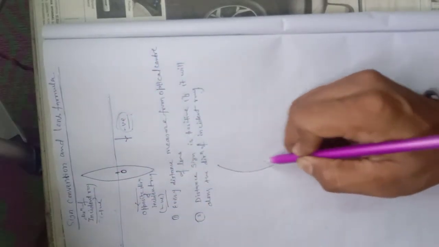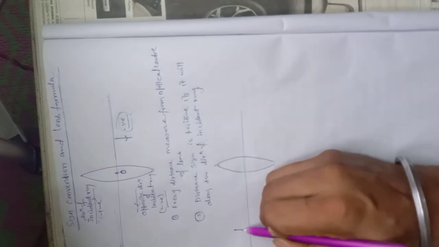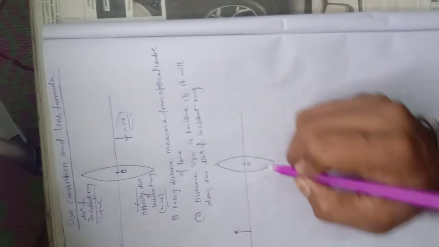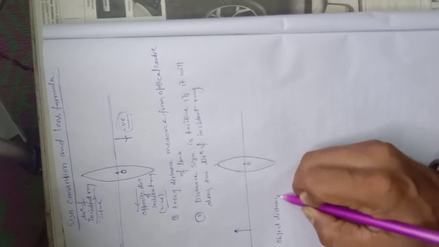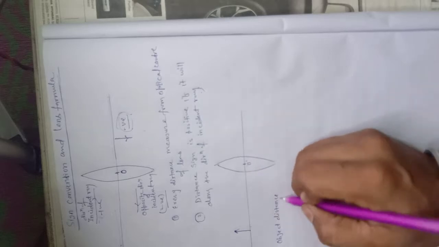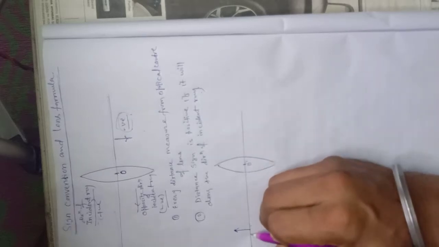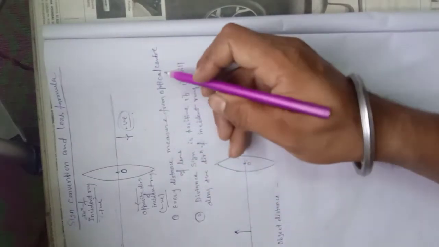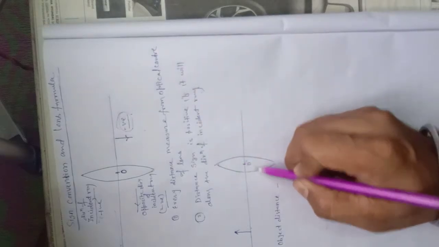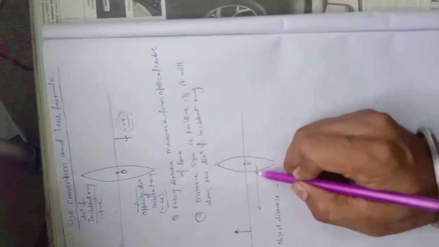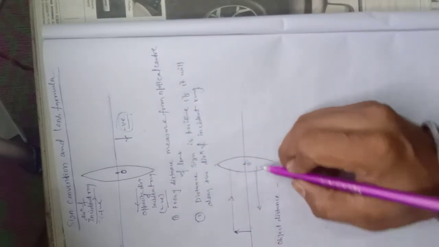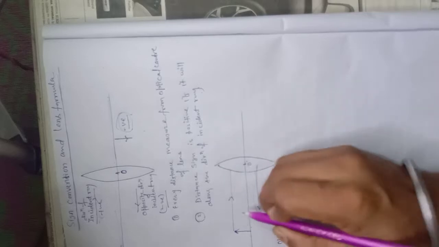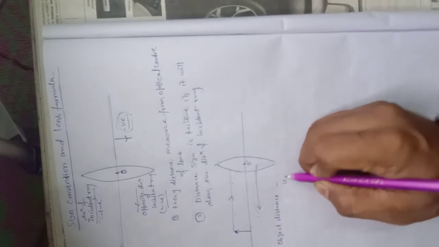I am giving an example. Let us consider we kept an object here, and this is the optical center. First, understand what the object distance is. The object distance is the distance between the optical center and the object. When you measure the distance from the optical center to the object, it goes in the opposite direction of the incident ray, because the incident ray goes in this direction. So here u should be negative.